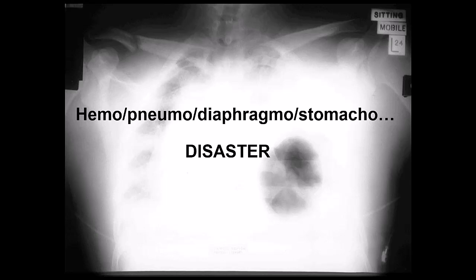After all we've evaluated at this point in time, take a look at this image of a patient who is sitting up for a mobile x-ray or a portable x-ray, and they have a hemo, pneumo, diaphragmatic, and stomach rupture. In other words, we can see the bowels going up through the diaphragm, and this is a total mess for this patient.